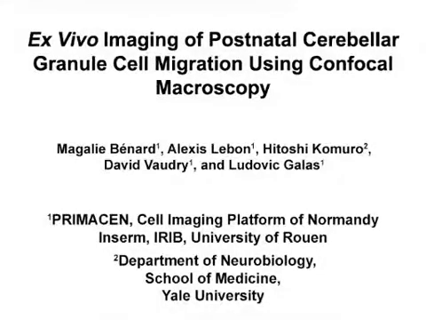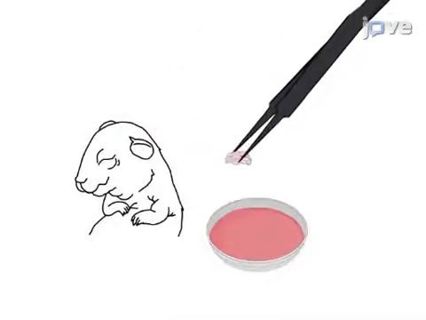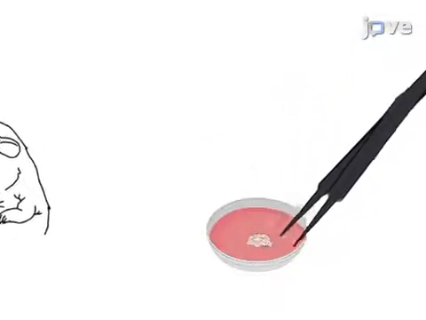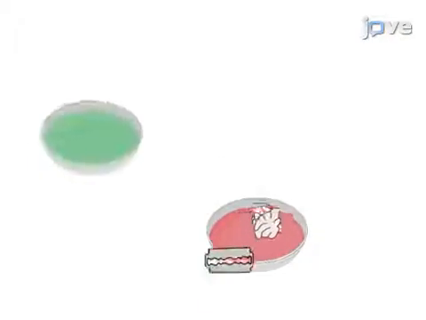The overall goal of this procedure is to visualize migrating neurons in living brain slices. This is accomplished by first dissecting the cerebellum from a P10 rat. The next steps are to prepare acute cerebellar slices and to label the neurons with a fluorescent probe.